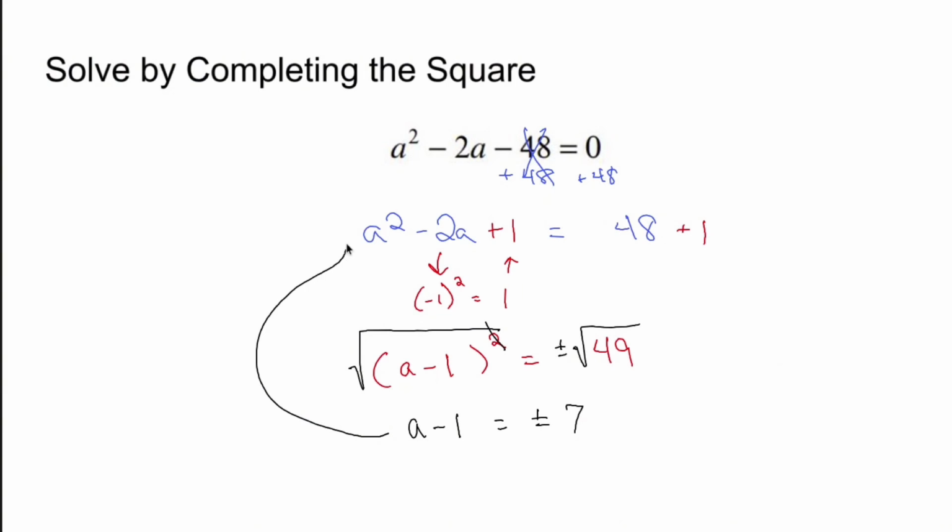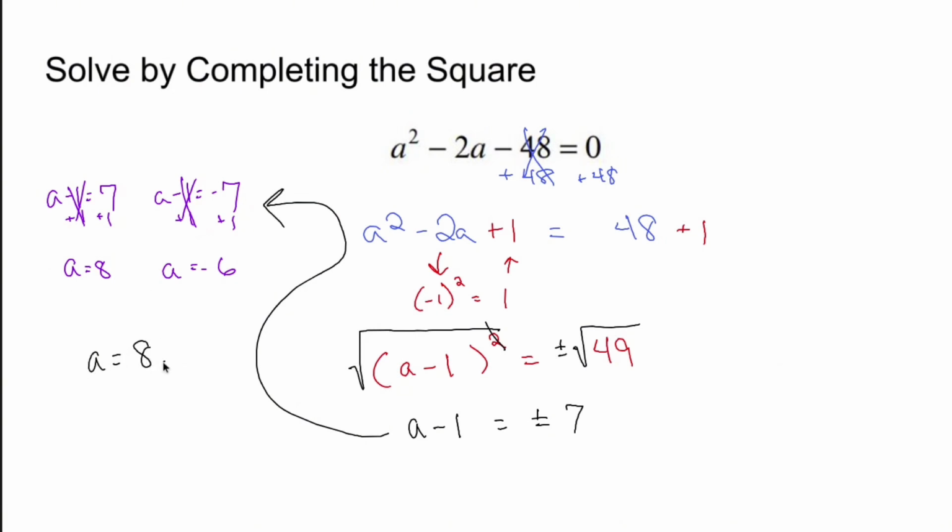Now what I can do is say, all right, it looks like we have two equations going on here. I have a minus 1 equals positive 7, and I have a minus 1 equals negative 7. If I add 1 to both sides, that gets me a equals 8 for one option, and if I add 1 to both sides over here, that gets me a equals -6 for the other option. So my two possible answers are going to be a equals 8 and -6. And that is how you do completing the square.